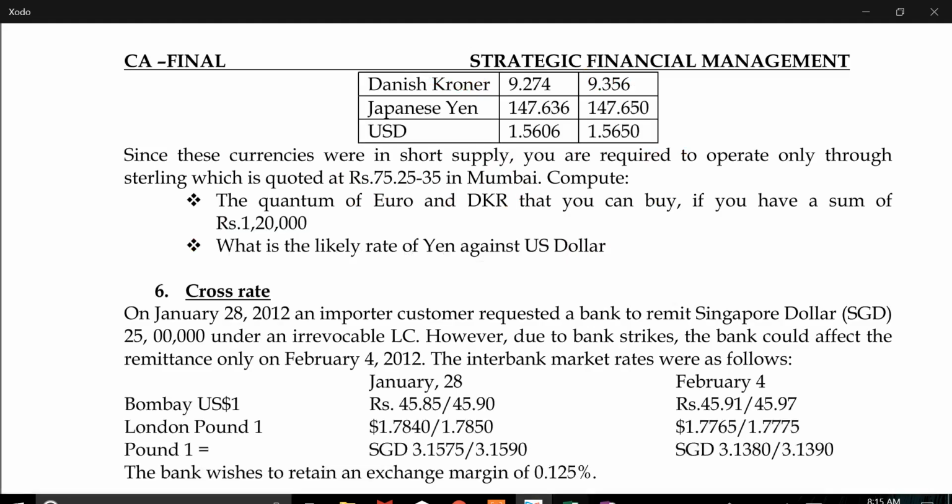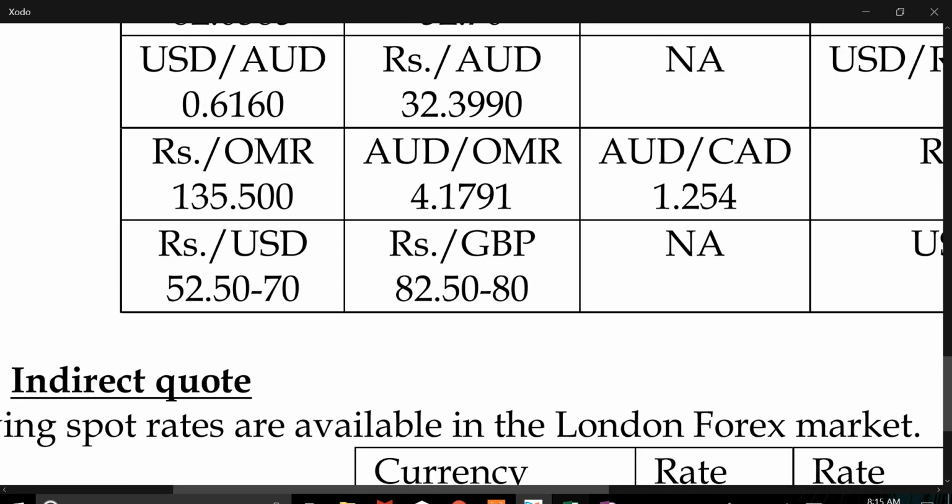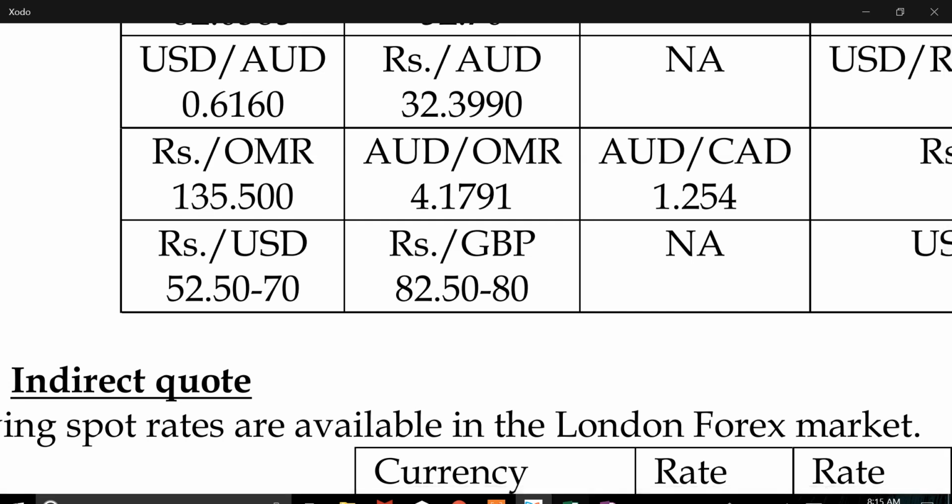Now, this problem, this rupee per USD is given, no? This 52.50 is the applicable quote when the customer buys which currency or sells which currency. 52.50 for rupee per USD is the quote in which the bank is going to buy USD or sell USD. The bank is going to buy USD and we are going to sell USD. Clear? Any doubts on this?